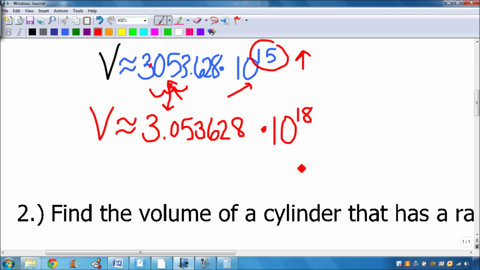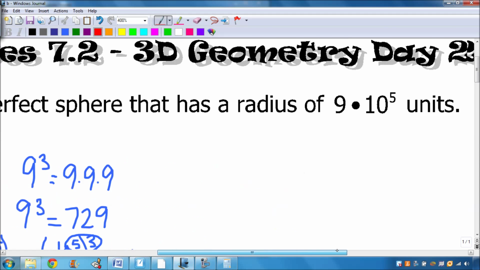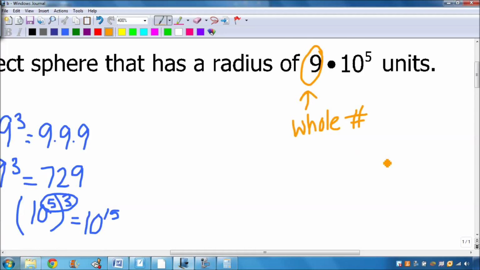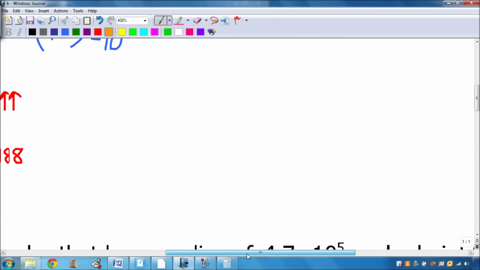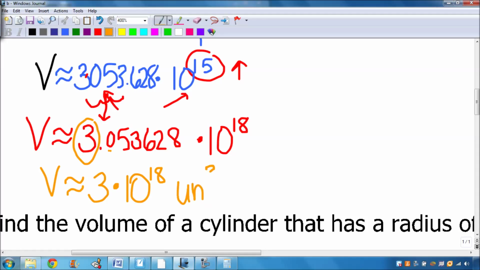And then lastly, if you look at the way your problem is written to begin with, it says find the volume of a sphere that has a radius of 9. So see how this is rounded to the nearest whole number, right? That means our final answer, our coefficient, will also need to be rounded to the nearest whole number. So the volume is approximately equal to 3. The digit that comes after a 3 is a 0, so I don't give the 3 a shove, right? Because it's not 5 and above. So it's 3 times 10 to the 18th power units cubed.